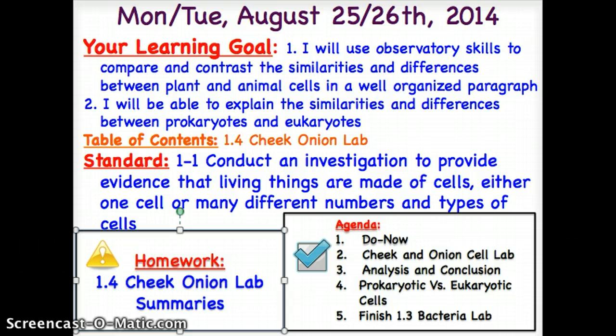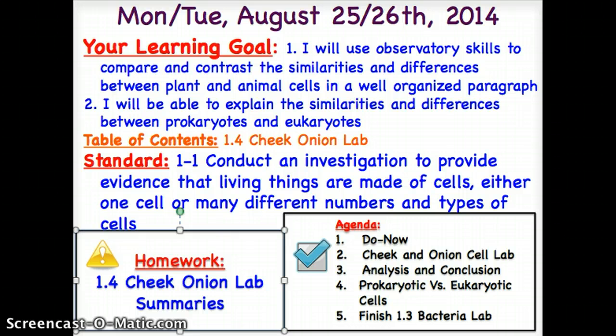Number 2, I will be able to explain the similarities and differences between prokaryotes and eukaryotes. By the end of this PowerPoint video, I want you to be able to explain this difference inside the summary section of your notes. You have that area with sentence starters and guiding questions.